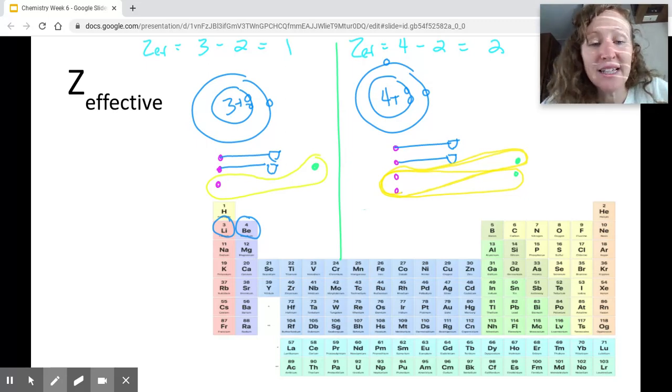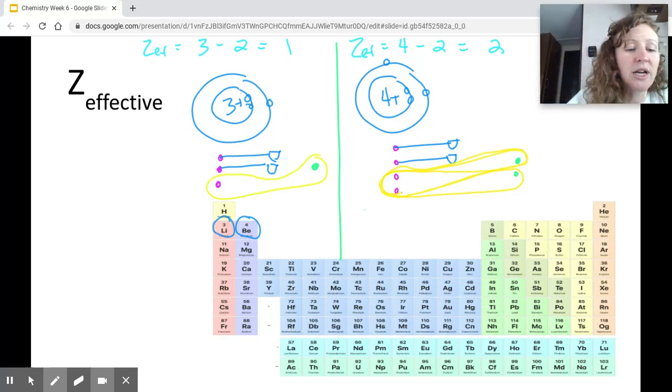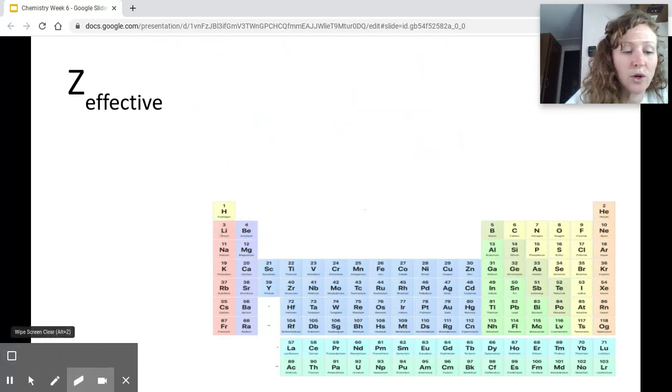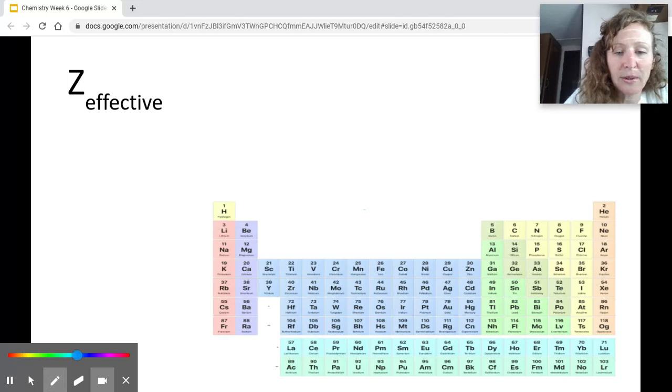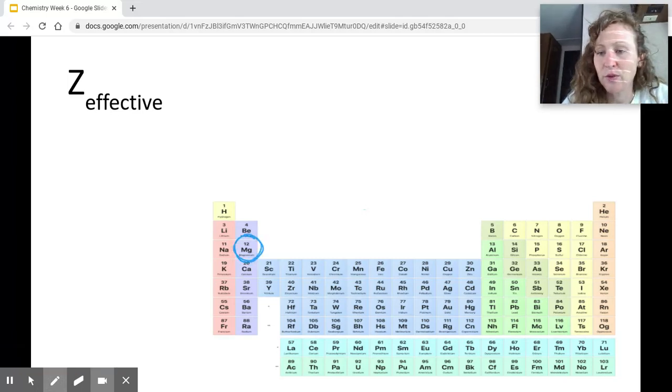Okay, so let's pause here and just check our understanding. Why don't you calculate Z effective for magnesium and for fluorine. Okay.